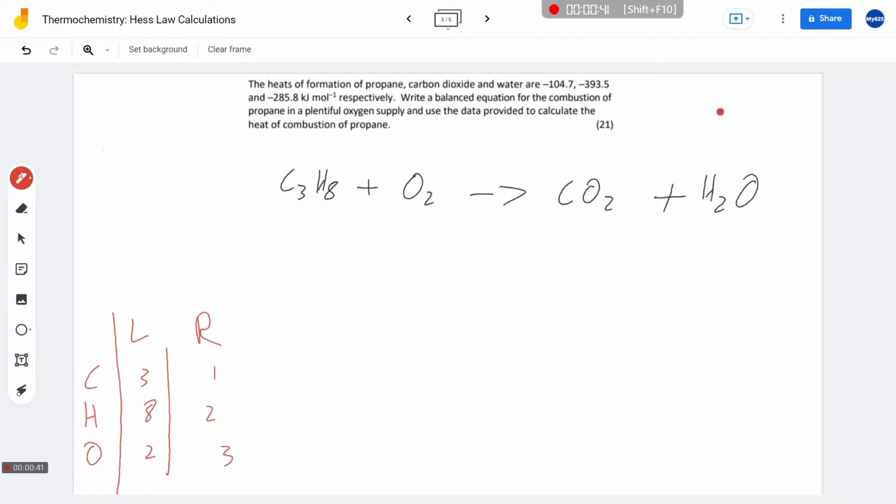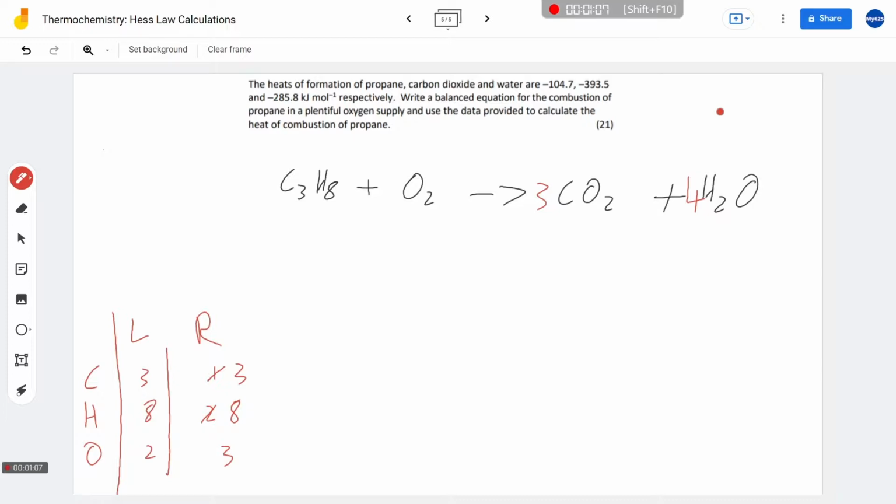And so, start again with the carbons. How are we going to balance this? Well, we can put a 3 in front of this carbon dioxide to make 3 carbons on the right. So now that's balanced. Let's look at the hydrogens. We have 8 here and 2 here. How can we balance that? We could put a 4 in front of this H2O, and that will give us 8 on the right hand side, and so now that's balanced.